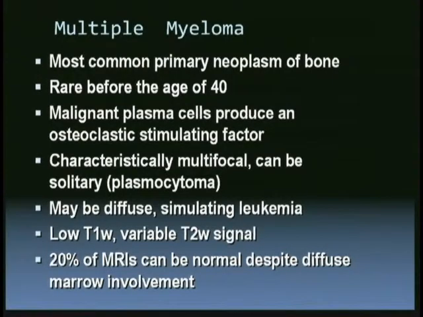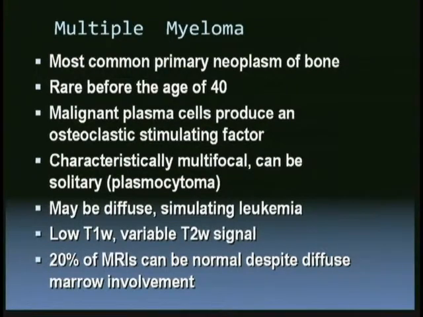Multiple myeloma is the most common primary neoplasm of bone, usually seen after the age of 40. And these malignant cells produce an osteoclastic stimulating factor. It can be solitary. In this case, we called it a plasmacytoma. It can be diffuse, simulating leukemia. And it usually has a low T1 signal, but a variable T2 signal.